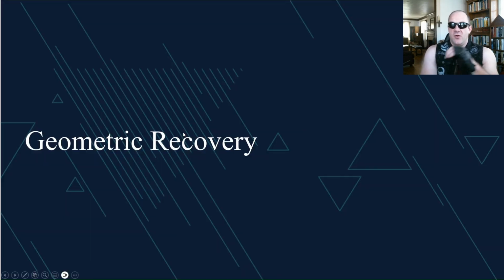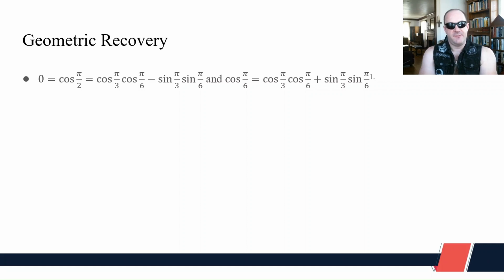Okay, with this in mind now, what we are going to do is recover the geometric significance of pi and the trigonometric functions. And so we're going to play some games. So here's one. We're going to take pi over 2. We're going to represent it as pi over 3 plus pi over 6. And then we're going to use the sum formula.